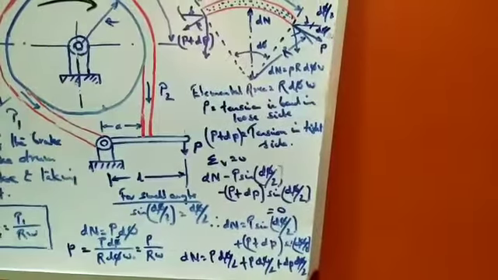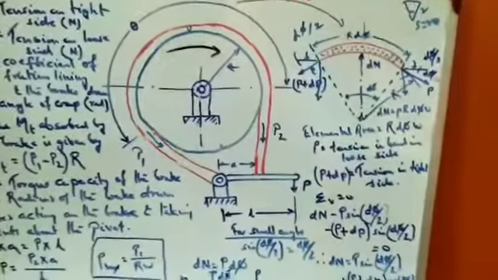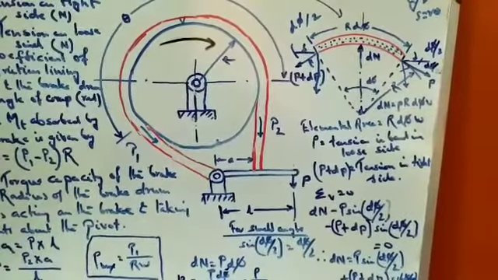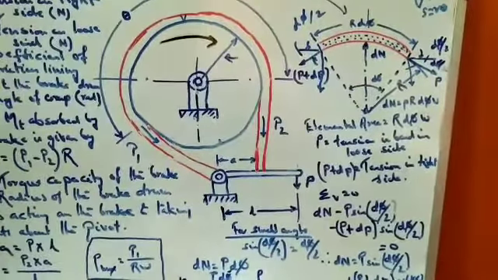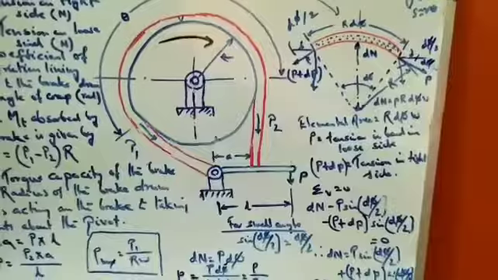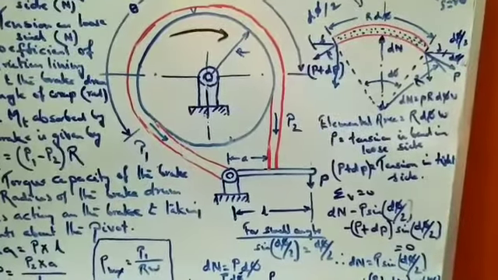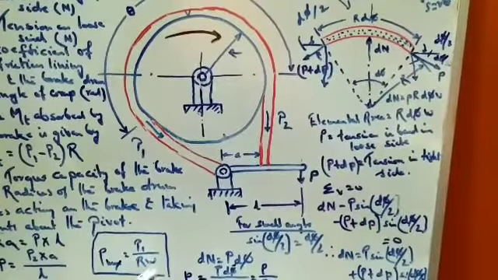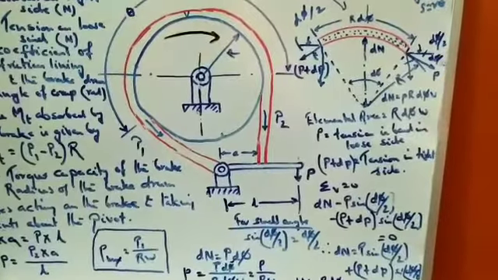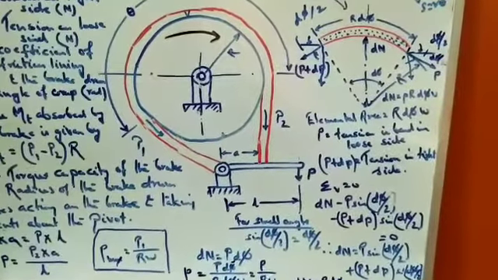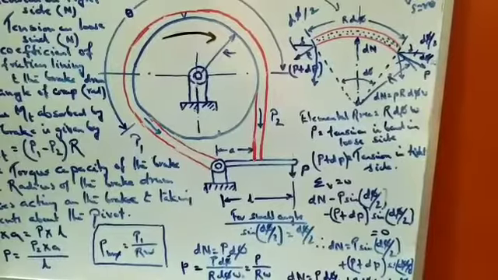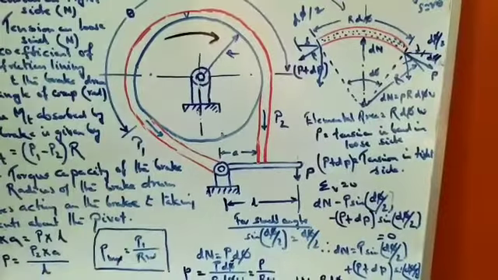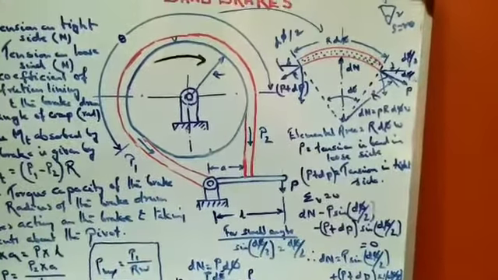Now, what is the maximum pressure? The maximum pressure occurs when the applied load is equal to P1. In the equation P equals P by R omega, the intensity of pressure is maximum when the applied load is equal to the load on the tight side. So P max equals P1 by R omega indicates the maximum pressure which can be taken by the brake when it is equal to the force, or the tension, applied on the tight side.